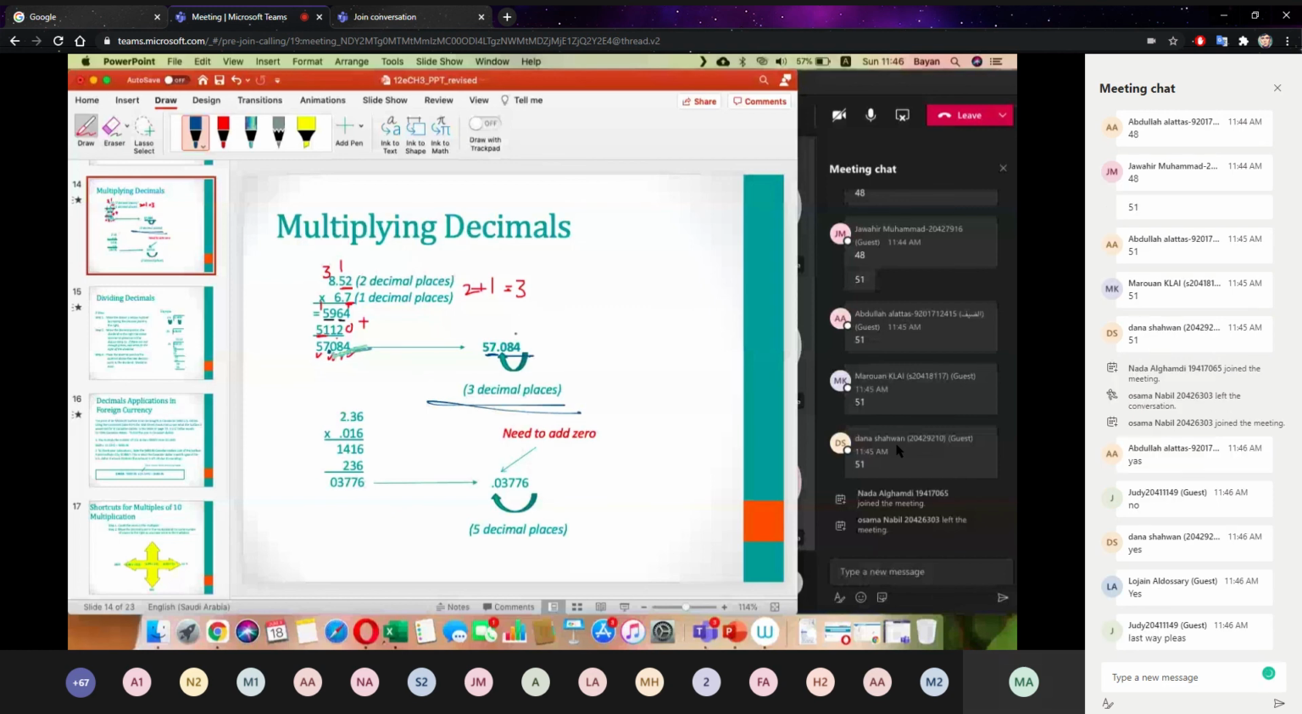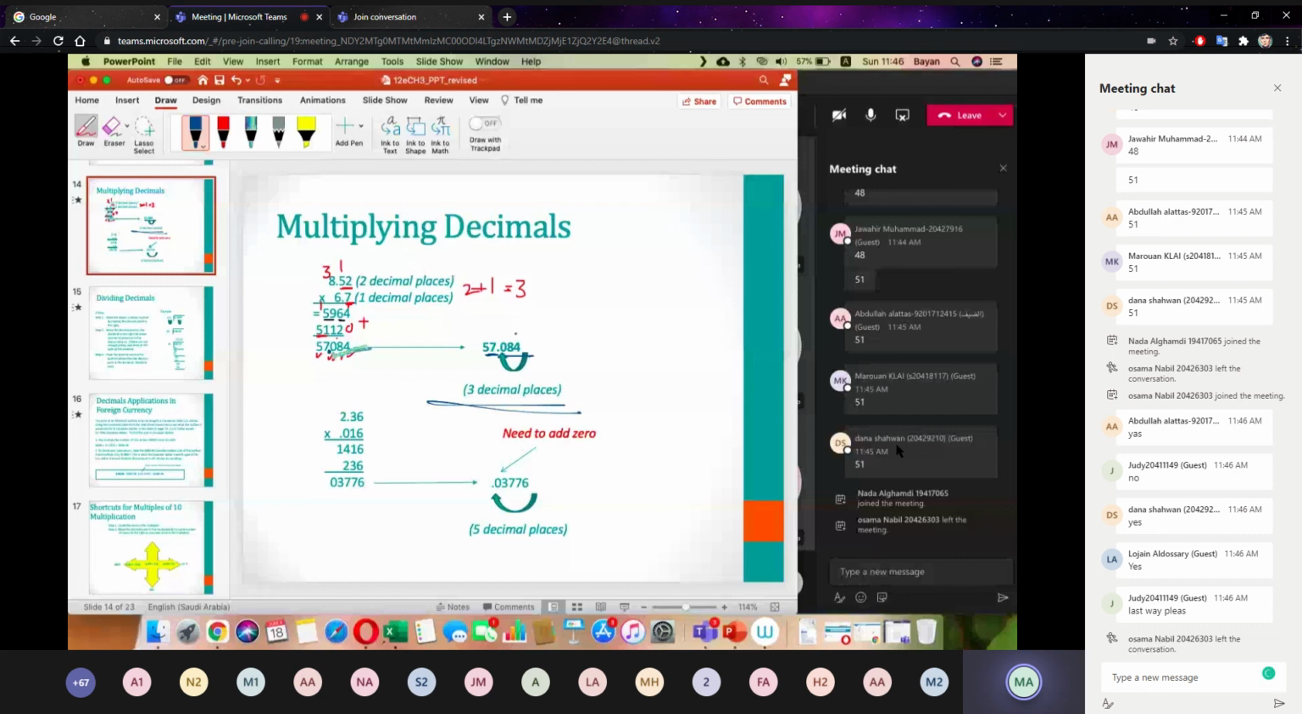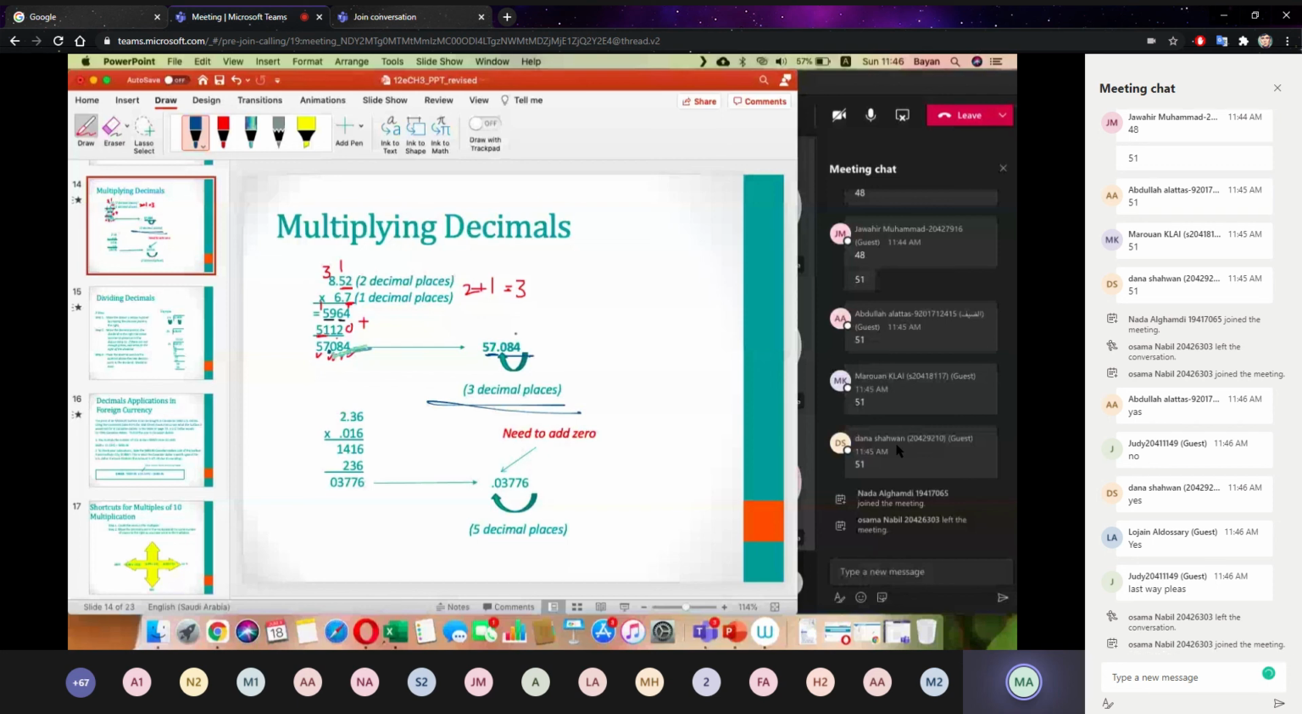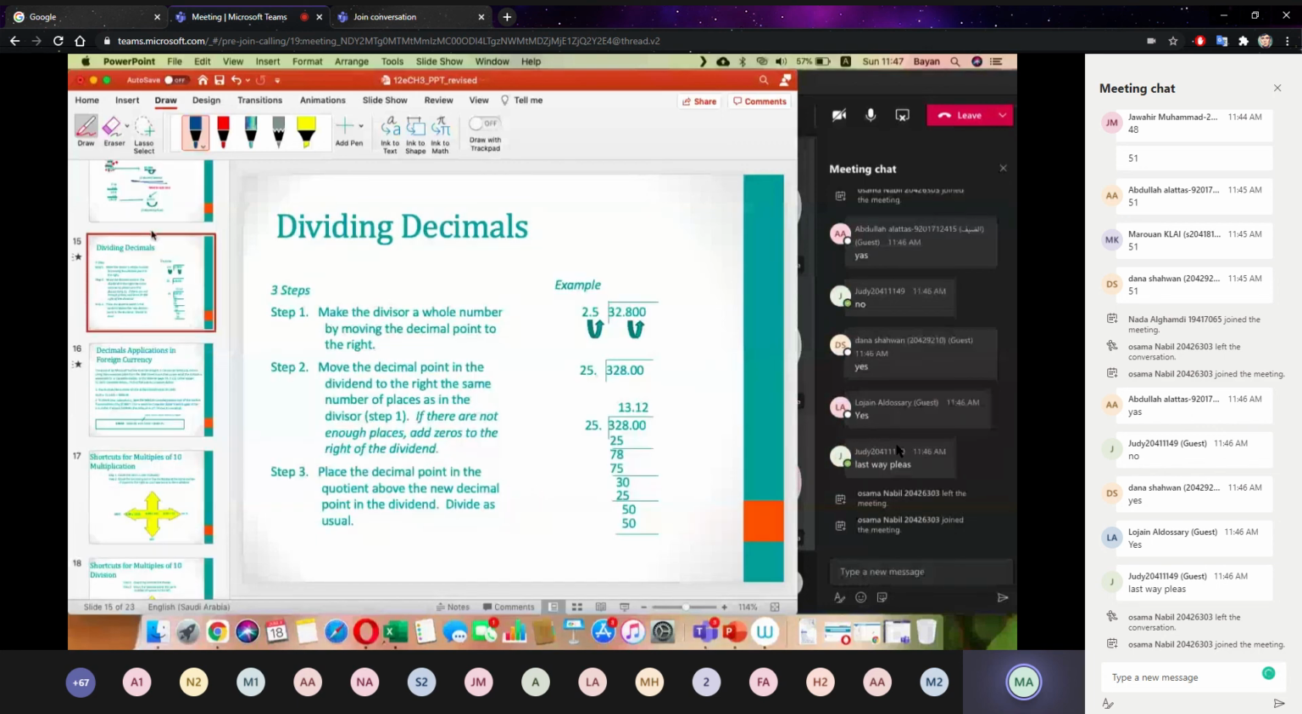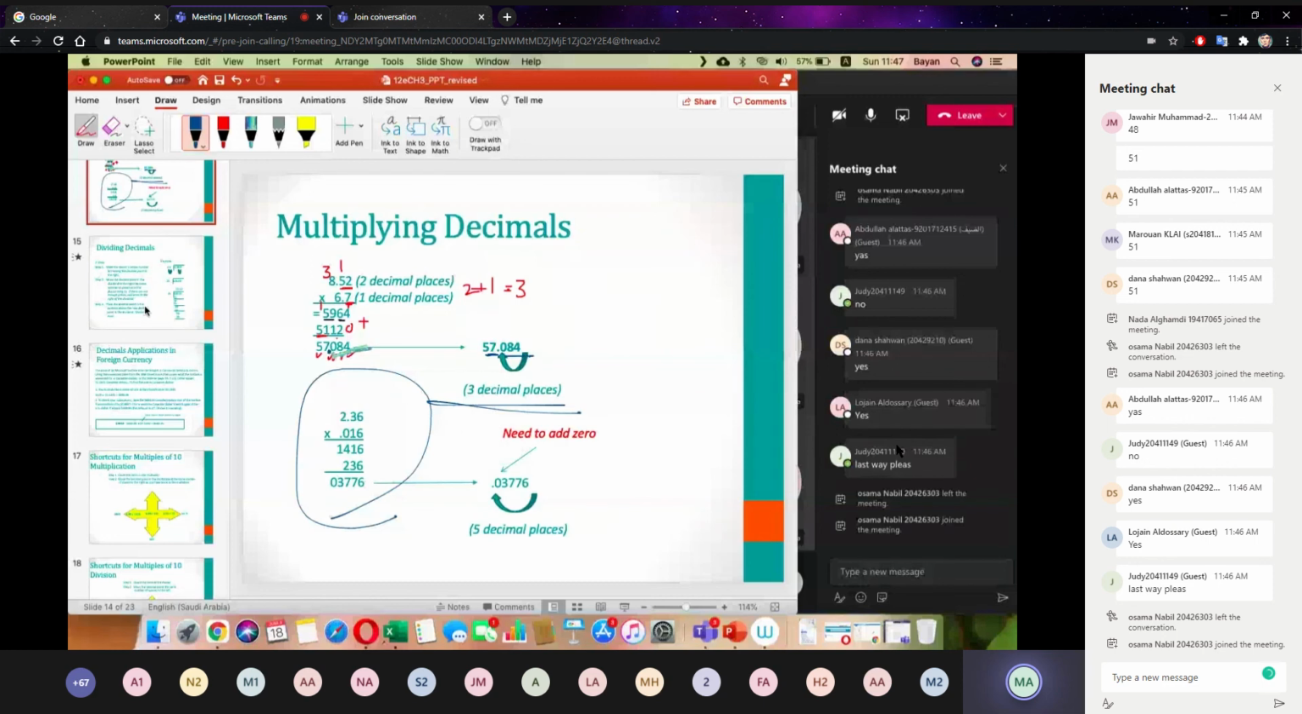Okay. You can multiply it by, you should find, here we have 2 decimal places on the right, and here we have 1 decimal place on the right. So 2 plus 1 is 3. So we go to our value and we count 1, 2, 3, and then we add the decimal point. Here to give you another example, you can practice with this one.